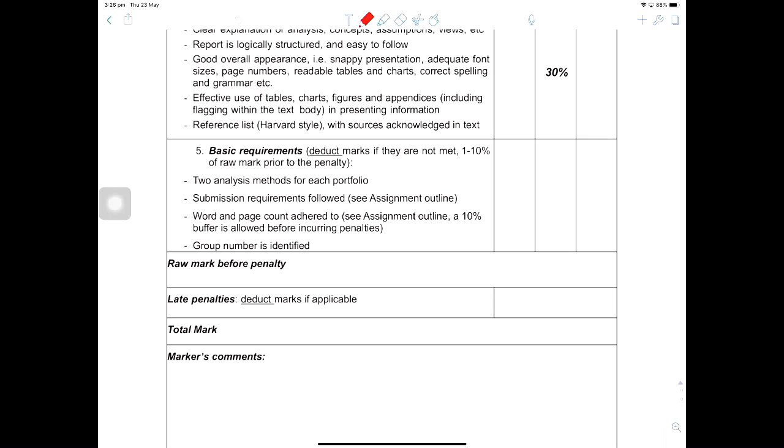Any questions on the marking criteria? No?